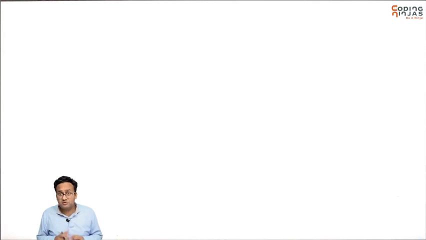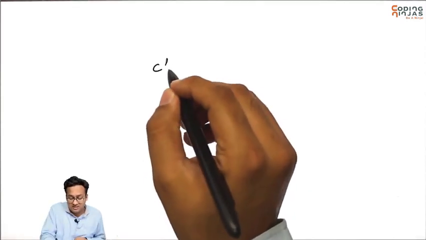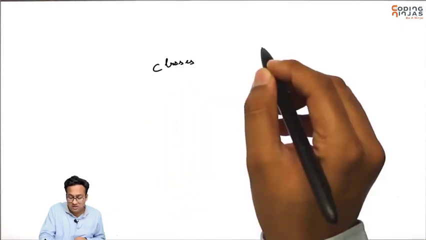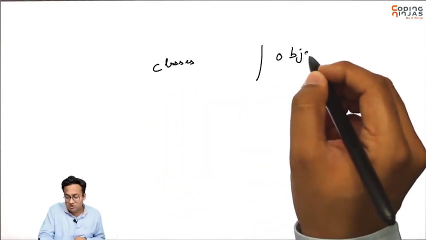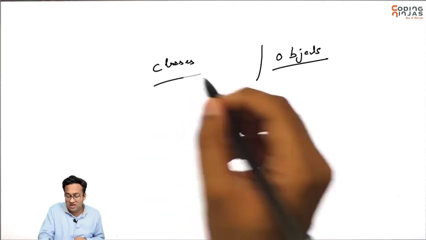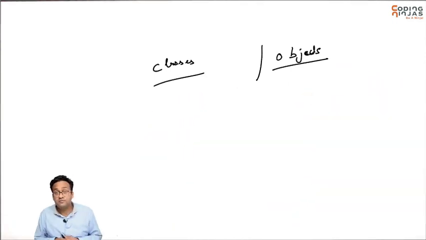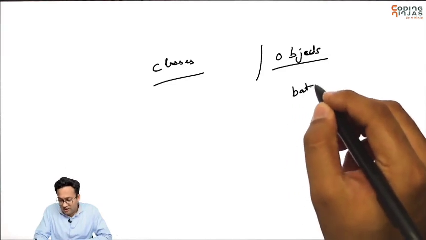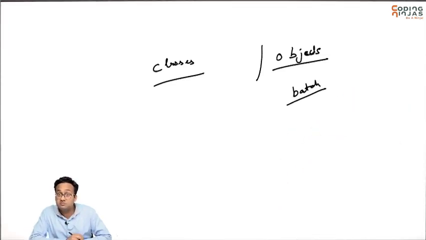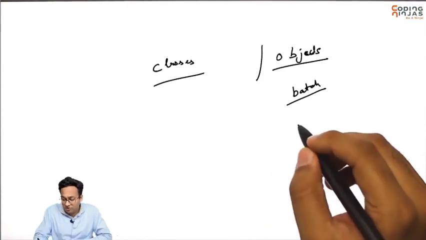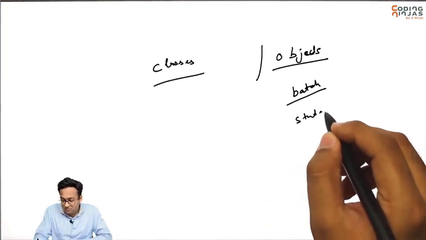But in case of object-oriented programming, the two main concepts that we'll be using are classes and objects. These are the two main concepts that we will be using everywhere, right? As you saw, I wanted to create an object called batch, and I wanted to create an object called student.